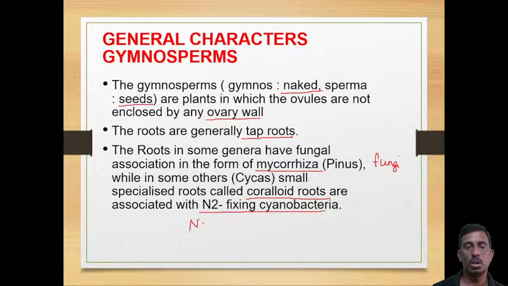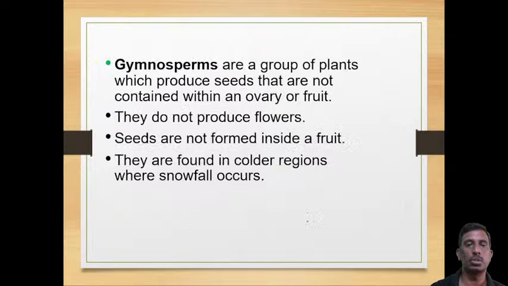They are Nostoc and Anabaena. So Nostoc and Anabaena are nitrogen fixing cyanobacteria which are present in coralloid roots. They have normal roots which perform normal functions. Coralloid roots perform specialized functions like nitrogen fixation.